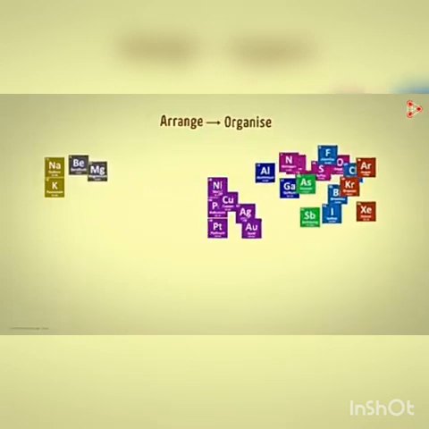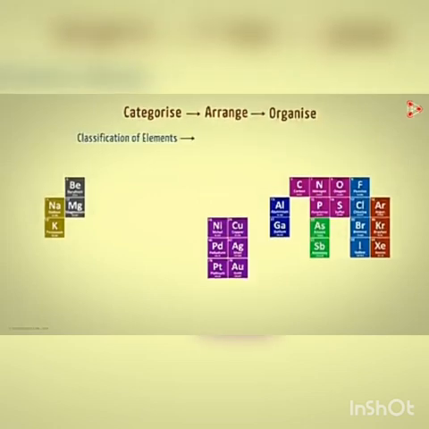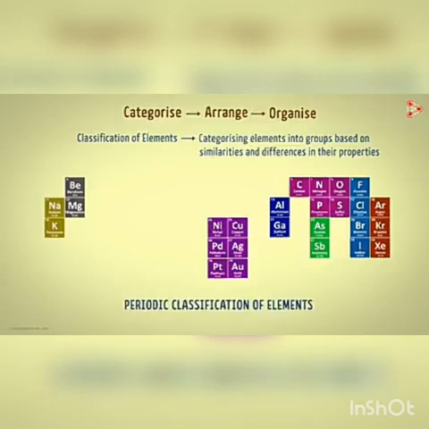And arrangement is possible only if we categorize them, right? This is how we organize the elements. And this process of categorization helps us study the elements with ease. In other words, we've classified the elements here. Classification of elements is categorizing the various elements into groups based on similarities and differences in their properties. The classification system helps us in grouping the various elements into categories, which we refer to as the periods. Hence, the system is also referred to as the periodic classification of elements.